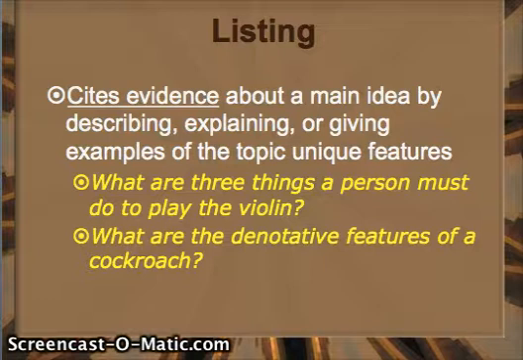Listing is the first text structure, so you're going to write the definition on your flap. The definition is citing evidence about the main idea by describing the unique features of the topic. For example, what are 3 things a person must do to play the violin? What are the denotative features?